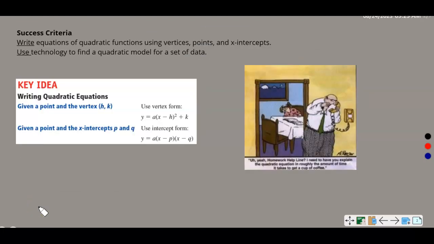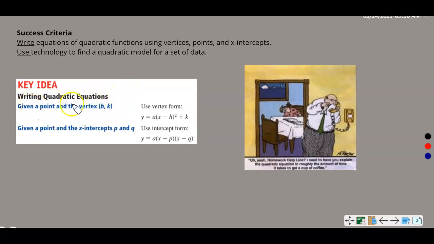Your success criteria: you need to be able to write equations of quadratic functions using their vertices, points, and x-intercepts. You also need to be able to use technology to find a quadratic model for a set of data. Here's a couple key ideas.